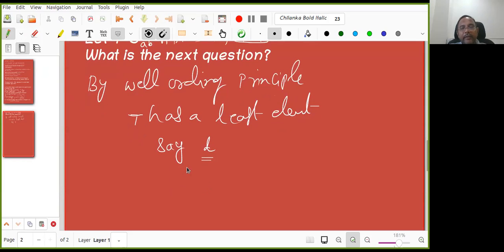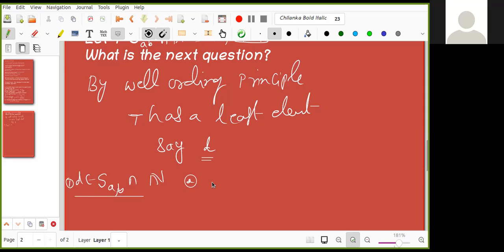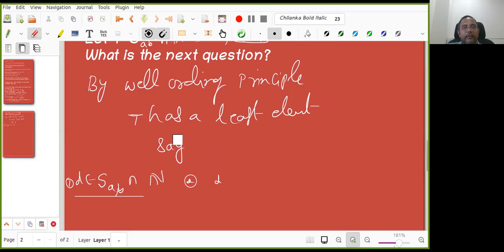What is D now, by the way? D is an element in S_AB intersection N. Okay, very great. It is in the intersection, right? D belongs here. What next? This is one property of D. What is the second property of D? So D is the GCD of A, B. No, that I have not told. That's okay, I'll write C then.